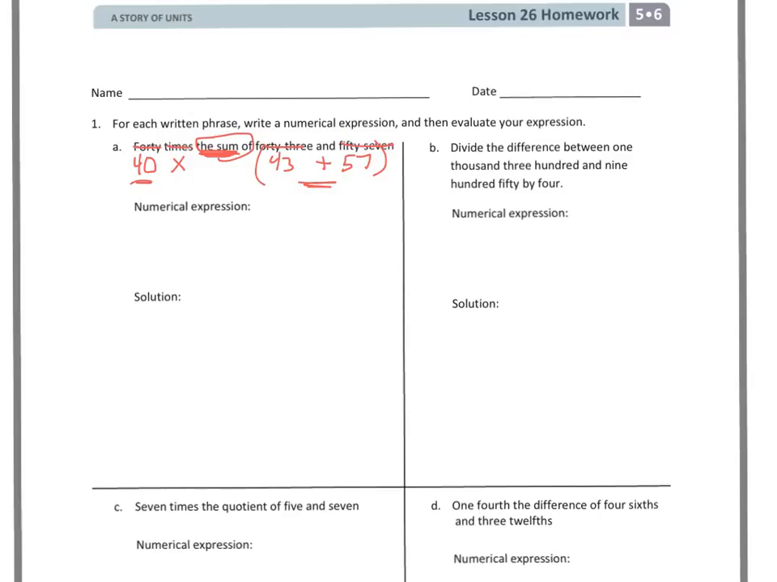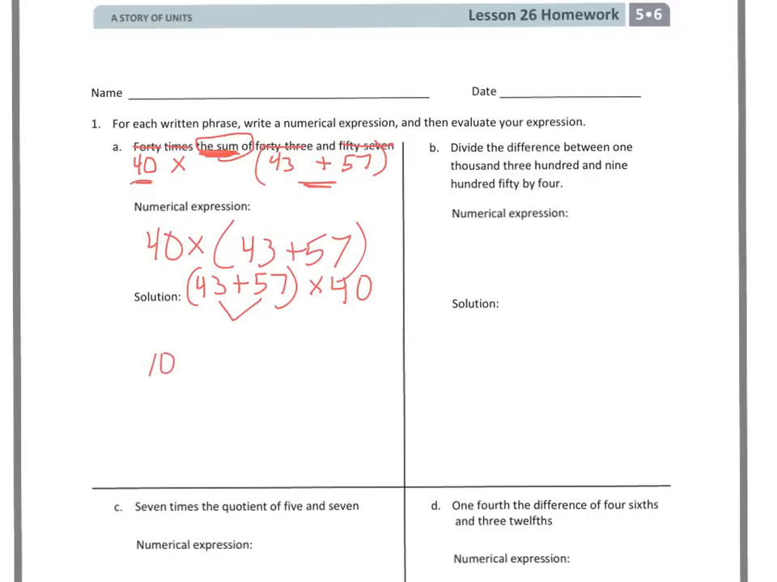So now that's my numerical expression. I can do 40 times (43 plus 57). I don't need my multiplication sign in there. I could just push the 40 up next to the parentheses, or I could even write it as (43 plus 57) times 40. So my solution, I'm going to do my adding first, and I know 43 plus 57, that's going to give me 100 times 40. And I'll end up with 4,000.